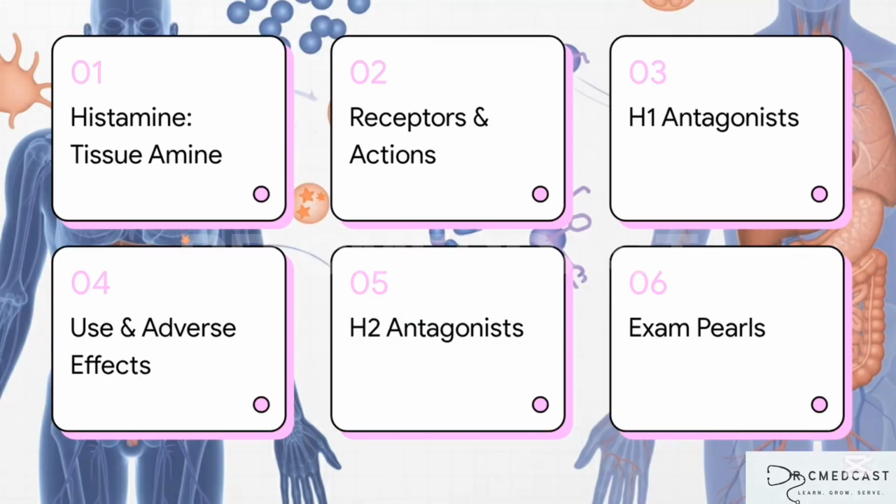So here's our game plan. We're going to start with the molecule itself, histamine. Then we'll look at the receptors it acts on and the chaos it can cause. After that, we'll get into the drugs that fight back, the different generations of antihistamines, how they work, when to use them, and what to watch out for. And we'll finish up by highlighting the absolute must-know high-yield points.